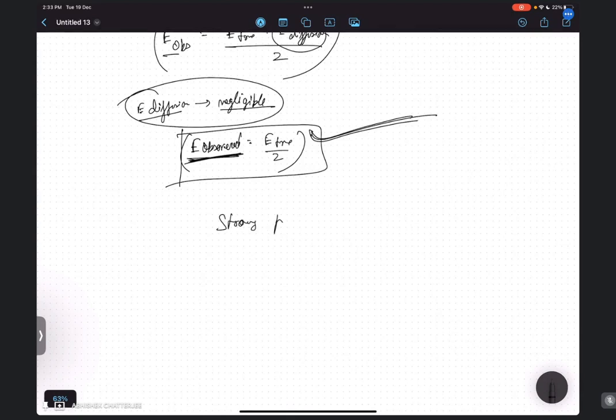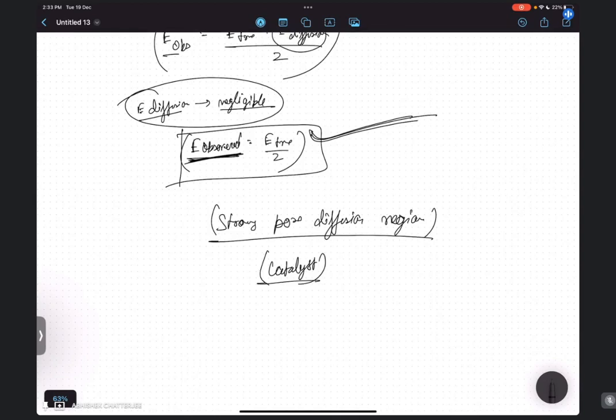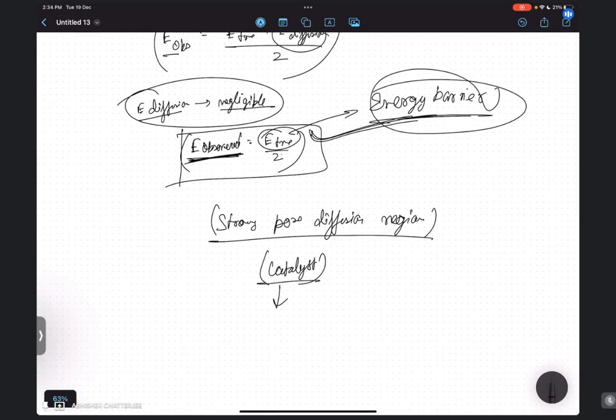In this strong pore diffusion region, the effect of the catalyst is so strong that this energy barrier, that is the activation energy, is directly getting halved. ये चीज समझ में आया? ये जो E true है ये क्या है? ये एक्चुअली में एनर्जी बैरियर है ना, ये एनर्जी बैरियर डायरेक्टली हाफ हो जा रहा है, समझा?